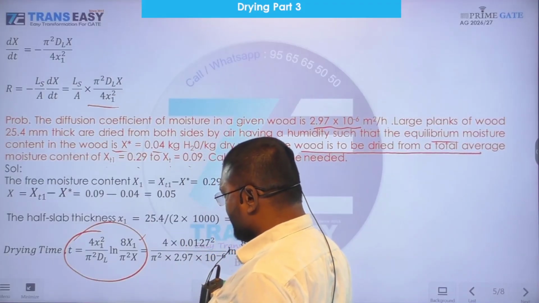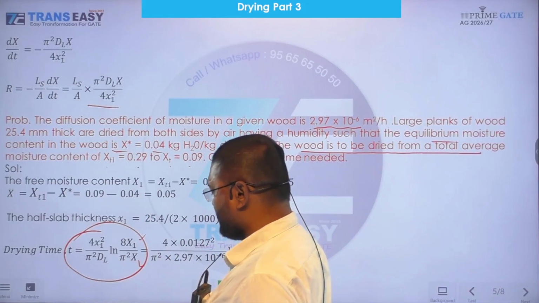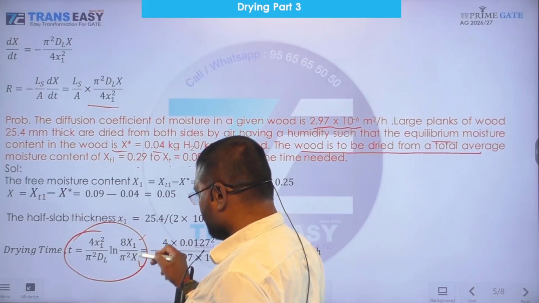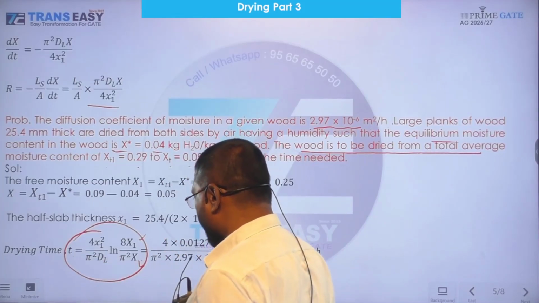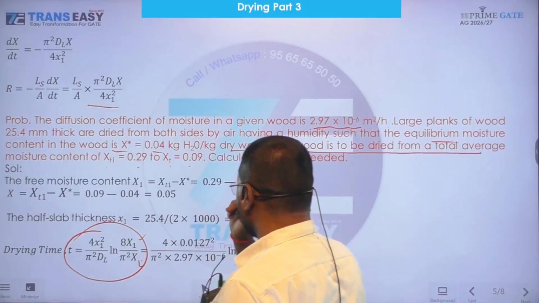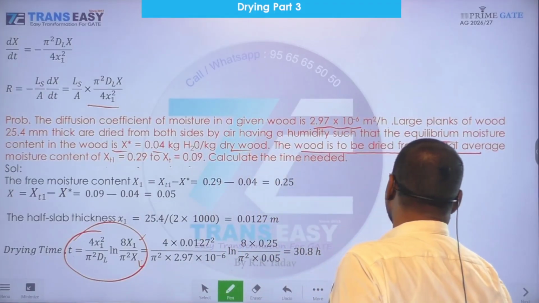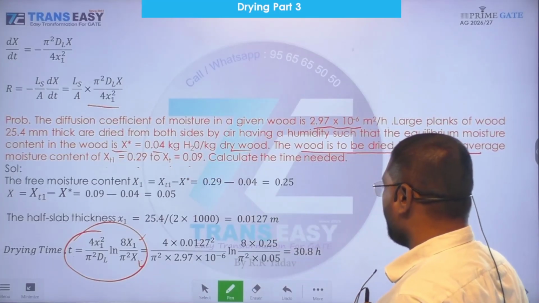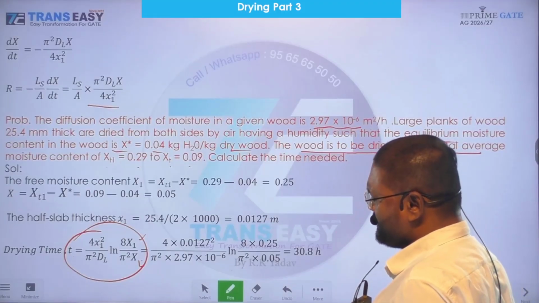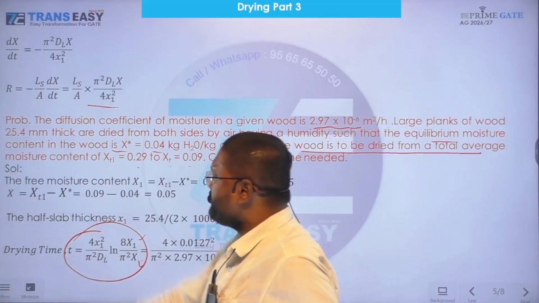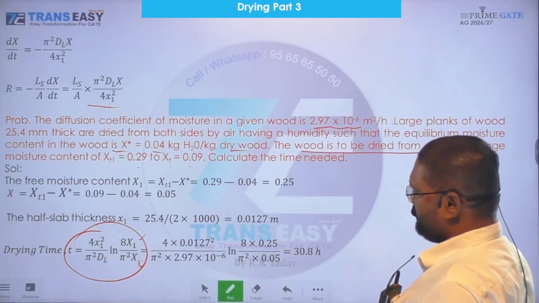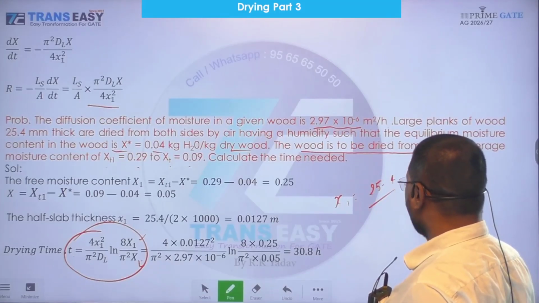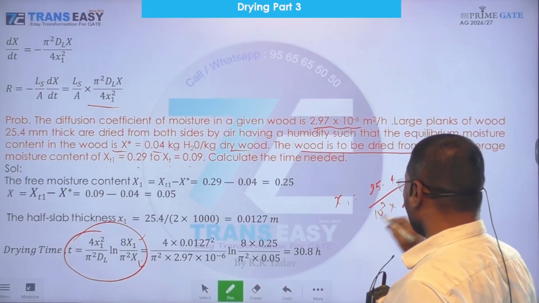Initial free moisture content. This is free moisture content after time t. So time taken for the reduction of free moisture content x1 to x is t. This is required. x1, because here drying is taking place from both sides of the planks of wood. Thickness of plank is 25.4 mm. Convert this into meter by dividing by 1000, right? And x1 is thickness by 2, 25.4 by 10 to the power 3 in meter, by 2. So this is x1.